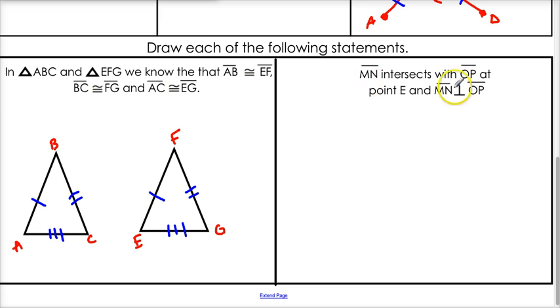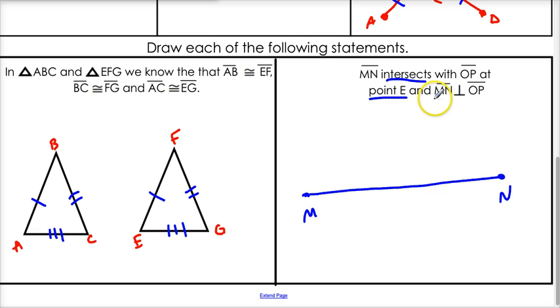Beautiful job. Let's try this next one. Line MN intersects with OP at point E. All right, so we have 2 lines. MN, all right, and we have OP, and they intersect at point E.